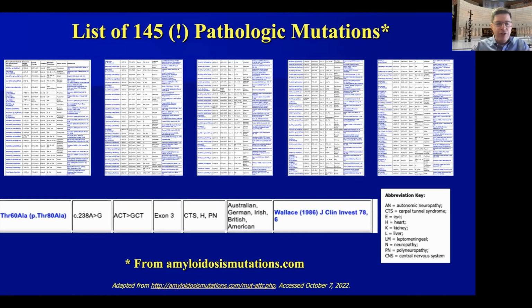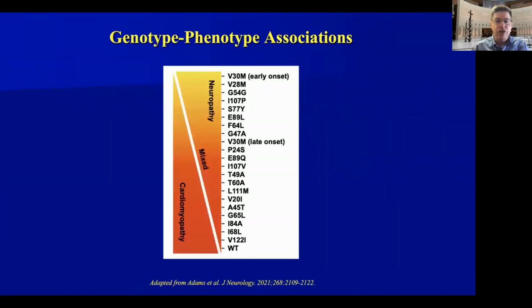This is what it looks like if you zoom in. This is one of the more common mutations we're going to talk about, the T60A, and you can see, again, the different nomenclature. So it shows the nomenclature. It shows what it's most associated with. So in this one, they're listing carpal tunnel syndrome and heart and peripheral nerve manifestations. It shows the common ancestry, and it gives you some references.